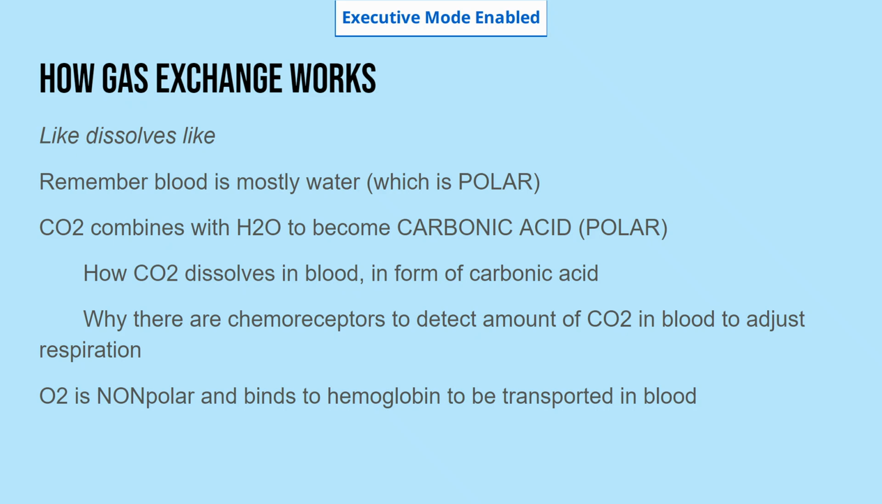And then again, the chemoreceptors detect the amount of carbon dioxide in the blood because it's dissolved actually in the blood, whereas oxygen is nonpolar and must bind to hemoglobin to be transported. So there are chemoreceptors to detect the amount of carbon dioxide because more carbon dioxide actually dissolves in the blood plasma, because it's more polar.